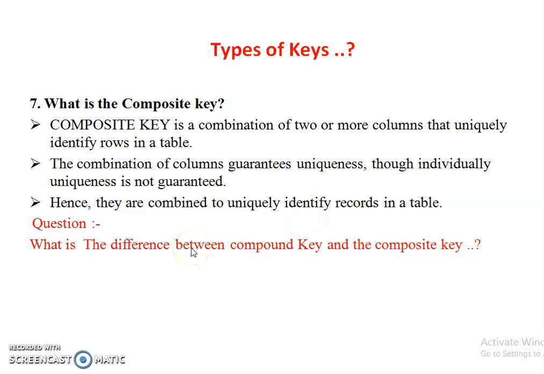Now the question is, what is the difference between compound key and composite key? So the difference is that any part of compound key can be a foreign key, but the composite key may or may not be a part of the foreign key. It means that compound key can be a foreign key, but composite key may or may not be part of the foreign key. Got it? The difference between compound key and composite key.